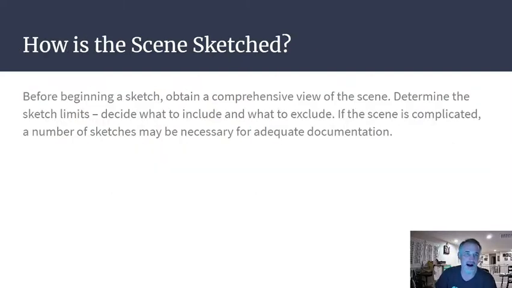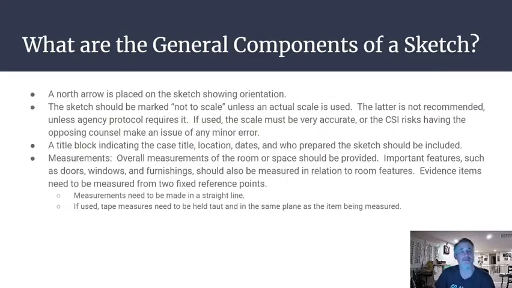All right. So how is the scene sketch? Before beginning the sketch, obtain a comprehensive view of the scene. So usually you're going to do your walkthrough. You've identified all the major pieces of evidence. You have to determine the sketch limits, decide what to include and what to exclude. If the scene is really complicated, sometimes you're going to have more than one sketch, right? You might have a number of sketches to help you with the documentation of the scene. So just keep in mind that we're doing one sketch, but you may end up having more if it's a very complicated scene. You have secondary scenes and things like that going on.